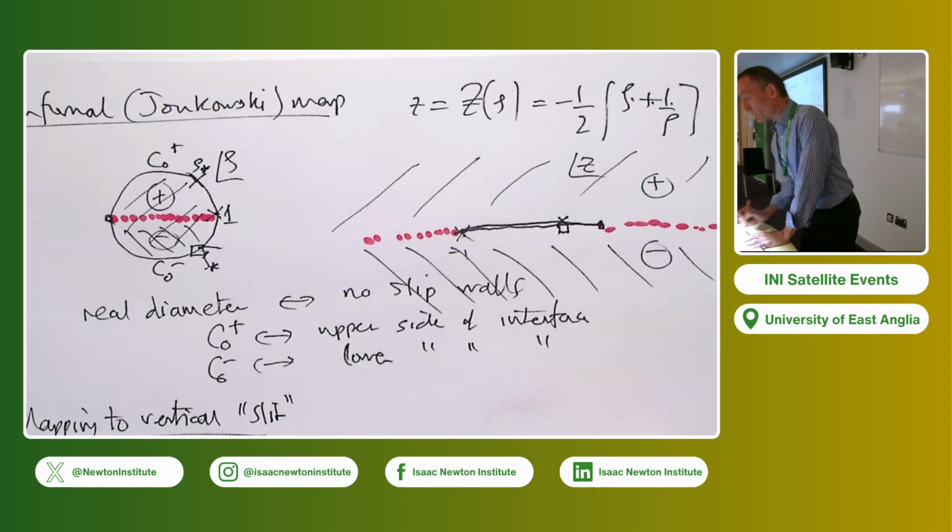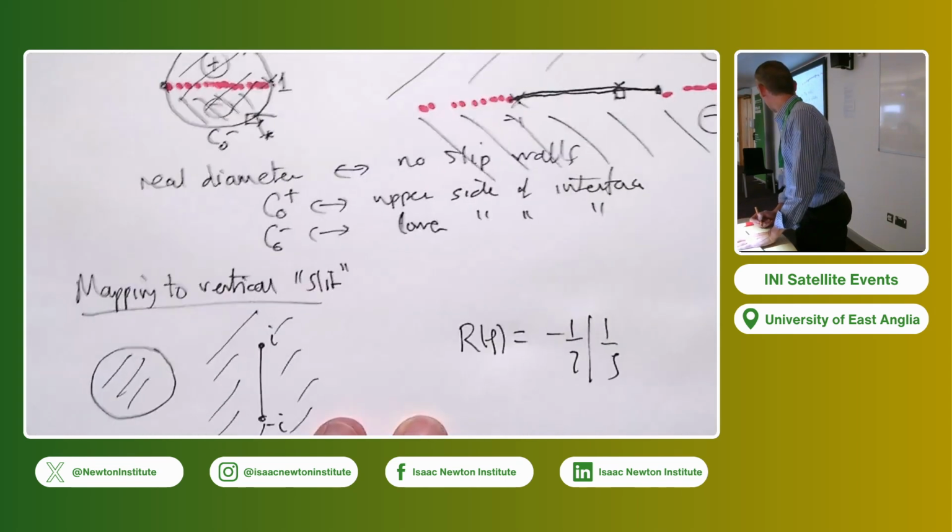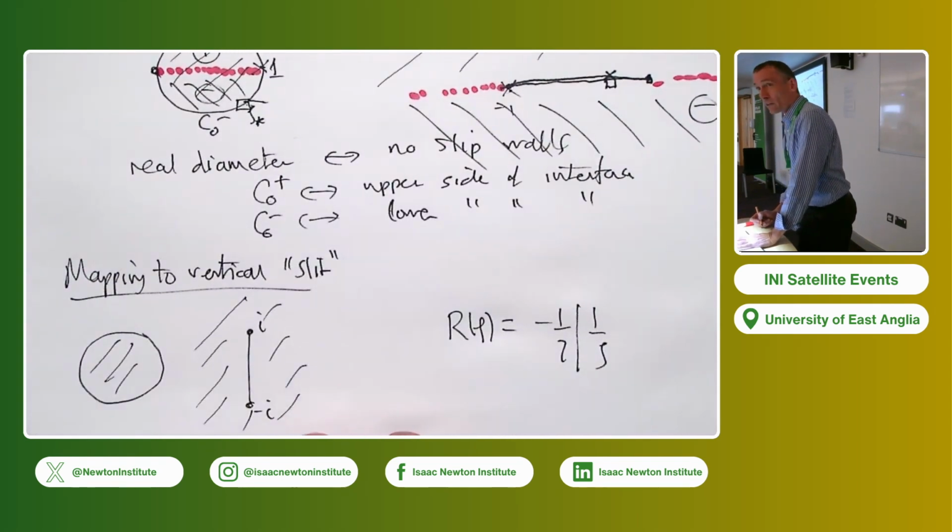Well, let's keep the 1 over zeta, because I want that. I want the 1 over zeta because I want it to have the same asymptotics as my Joukowsky map. What if I change the sign?